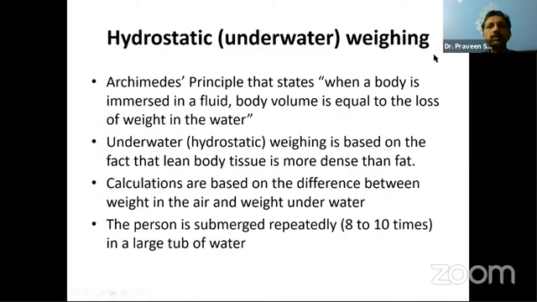Then we have the 2-compartment model, that is hydrostatic or underwater weighing. It is based on the Archimedes principle, the fact that lean body tissue is more dense than fat. The calculations are based on some parameters, and the person is submerged repeatedly underwater 8 to 10 times to calculate the body fat.